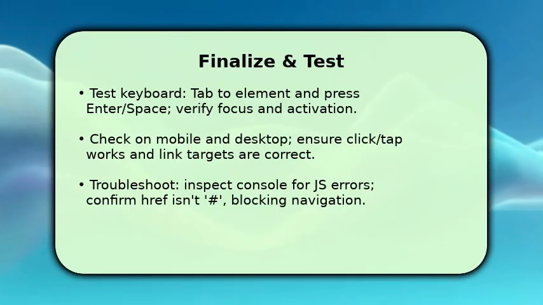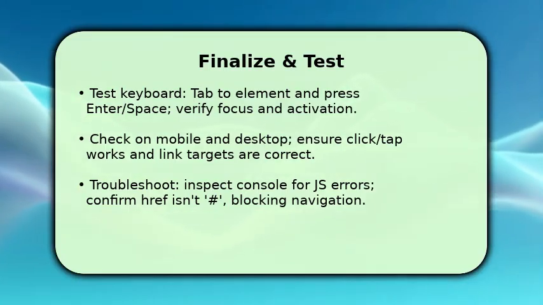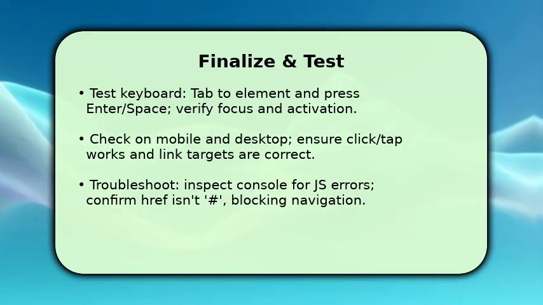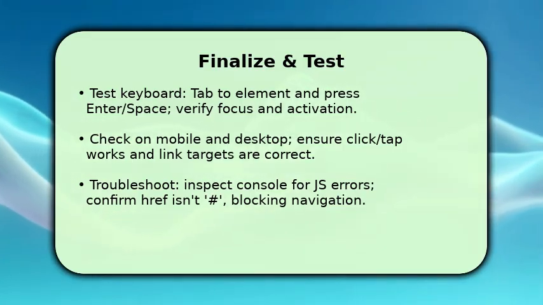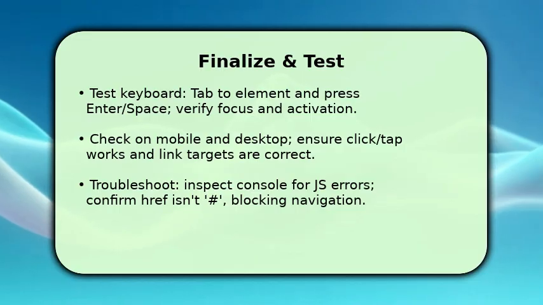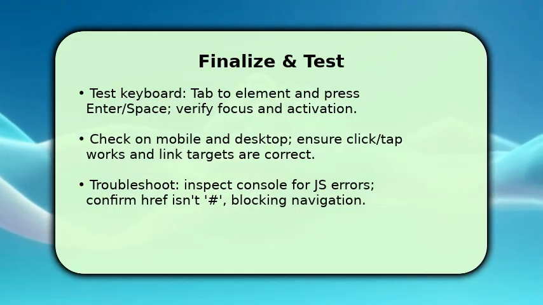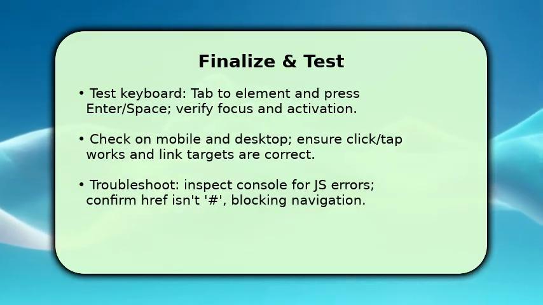Finish by testing across scenarios. You should tab to the element and activate it with Enter or Space. If it fails, revisit event handlers or role attributes. Test touch devices to confirm tap behavior matches click and verify target URLs open correctly. Once everything works, optimize styles and ensure focus states are clear.